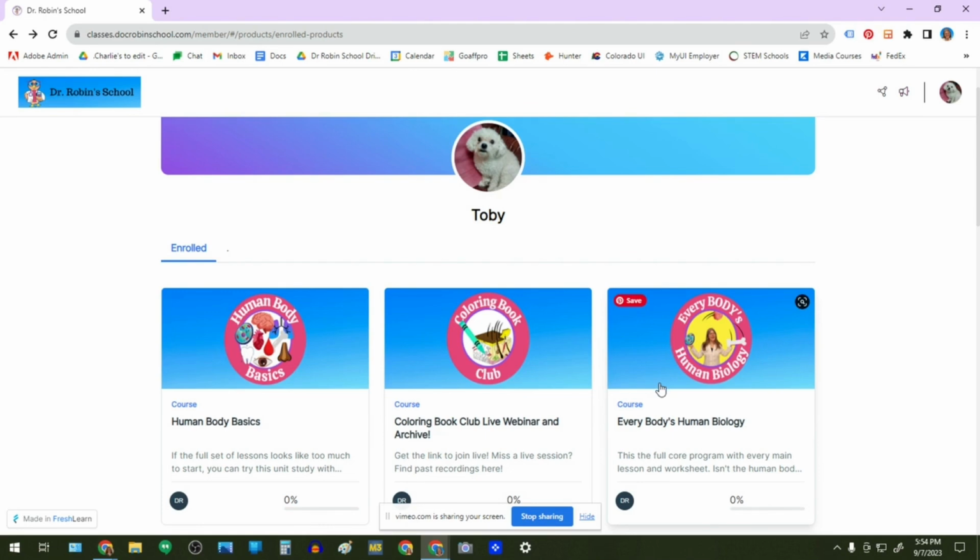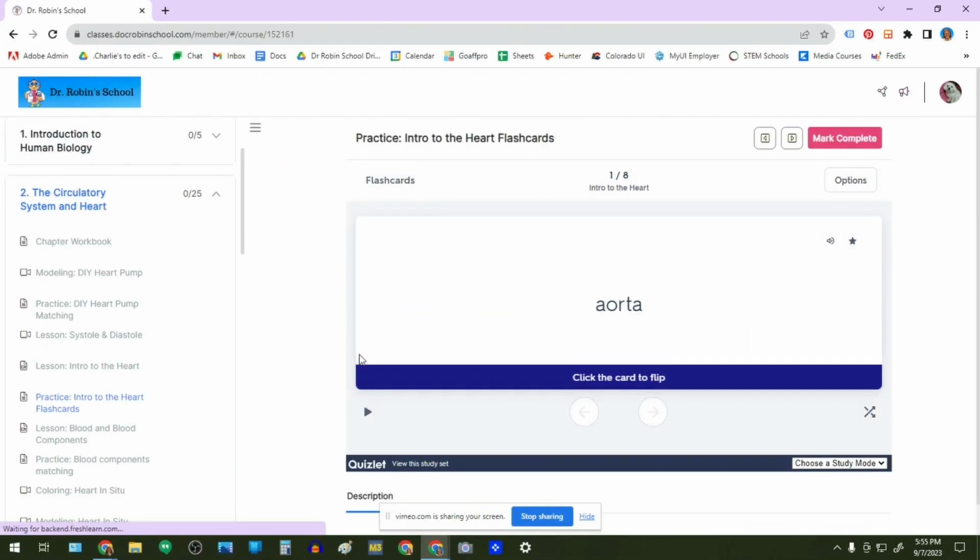You can see over here on the far right, I'm going to be clicking on Everybody's Human Biology. Here's some flashcards for the Intro to the Heart. Now I want to show you some options here. So Toby's already watched the lessons and he wants to practice these different parts of the heart.